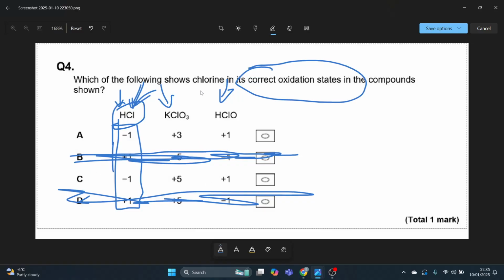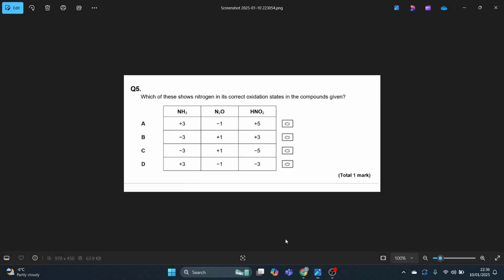Okay, now I'm left with A and C. In this case, well, oxygen is -2 times by 3 is -6, plus potassium +1 oxidation state, so -6 plus 1 is -5, therefore chlorine must be +5, so it must be C. So the answer is C.